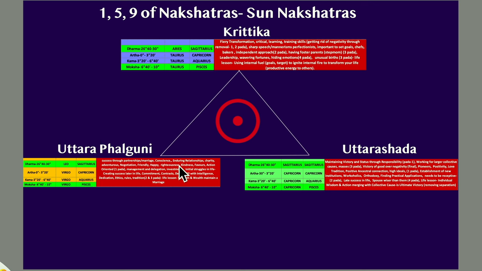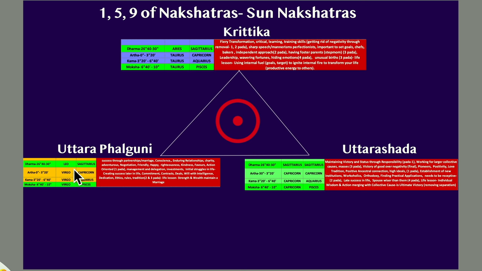Negotiation, friendly, happy, righteous, kind people. Okay? Again, the first pada. Think of the first pada and the last pada, most exalted form of Uttaraphalguni. They are about favors, action-oriented, management and delegation. Virgo going into Capricorn, Virgo going into Aquarius. Yes, both are management type creatures. Think of investments, think of contracts, legal deals.